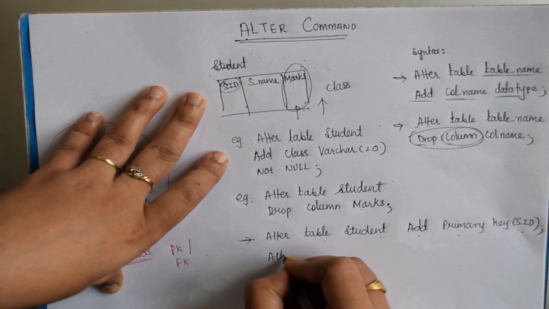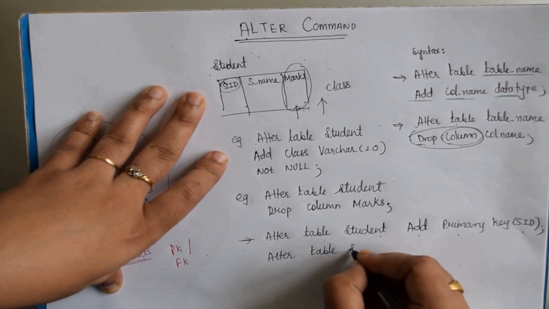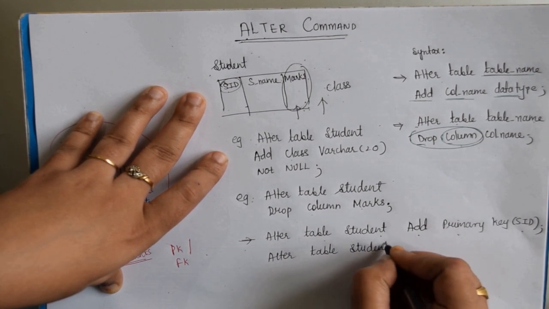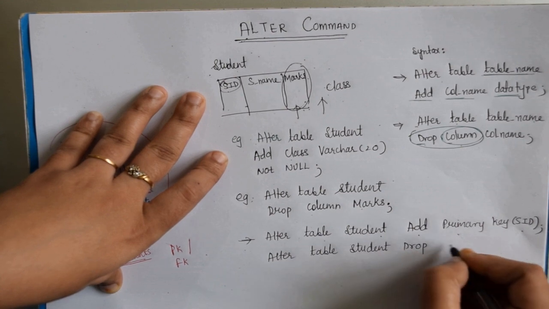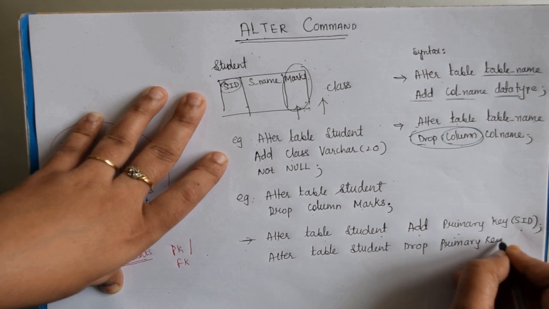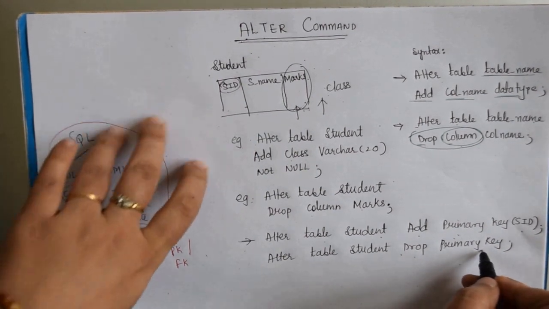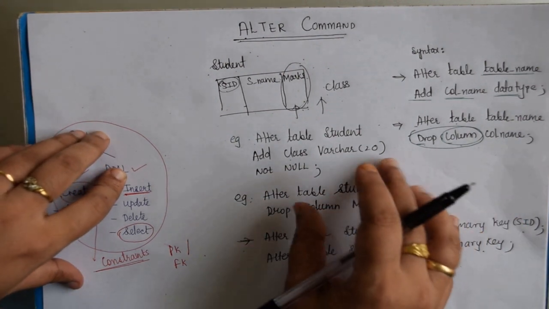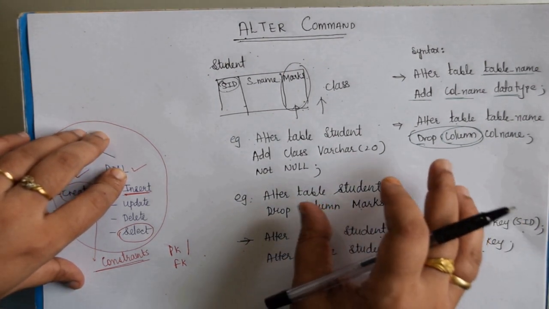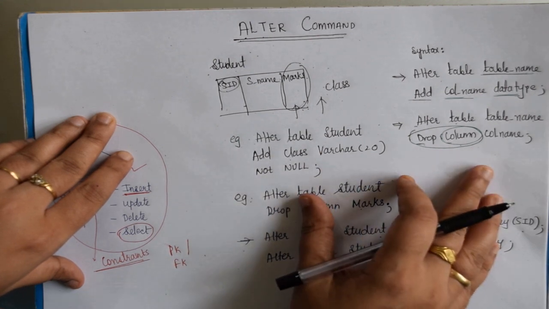Now alter table student, drop primary key. So in this way you can drop primary key. Understood? So this is about alter command. Using alter command we can add or drop columns from an existing table.